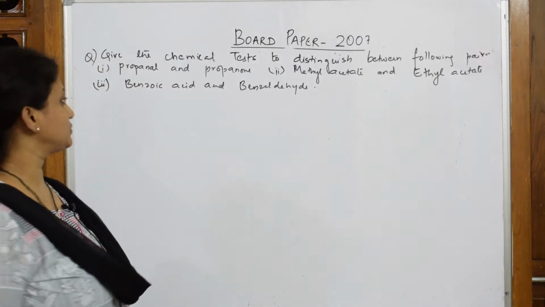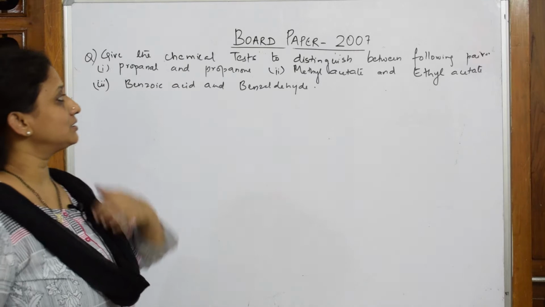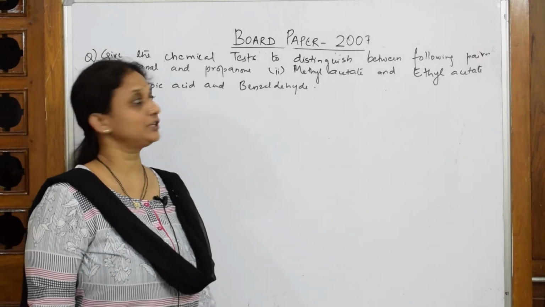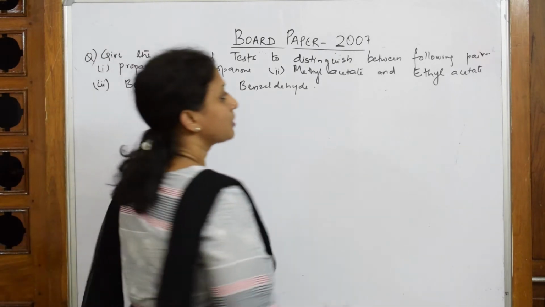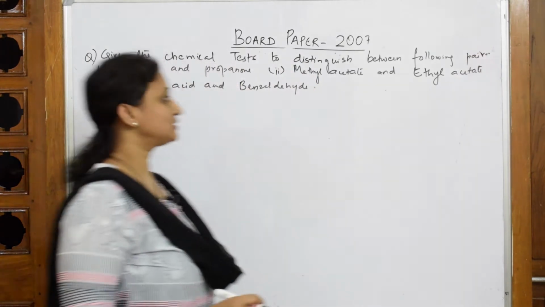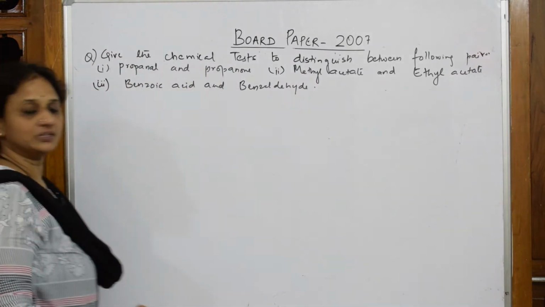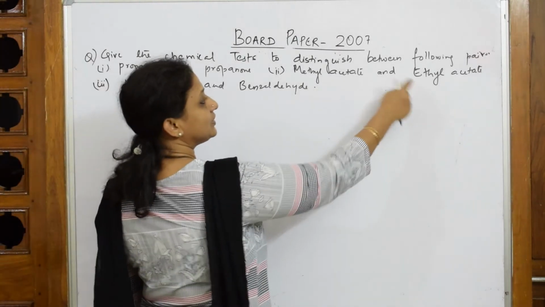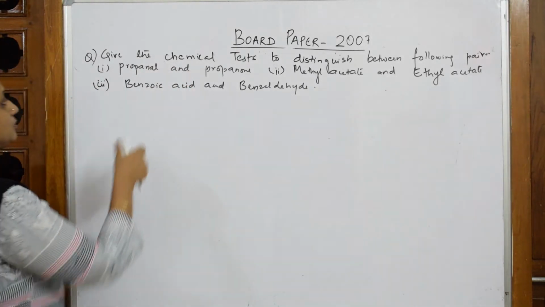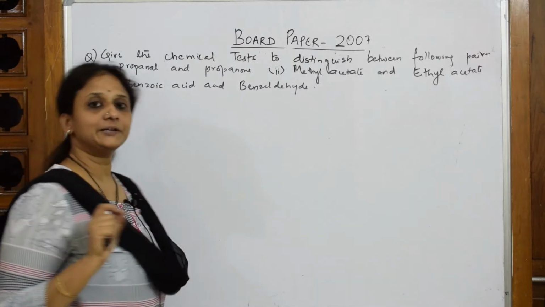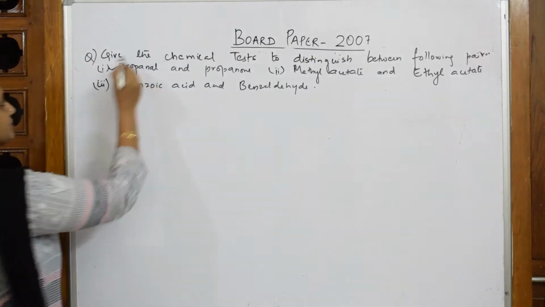The first question you're going to solve is: give the chemical test to distinguish between the following pairs. They've given us three examples. One is propanal and propanol. Second, methyl acetate and ethyl acetate. Third, benzoic acid and benzaldehyde. Let us start with the first one.